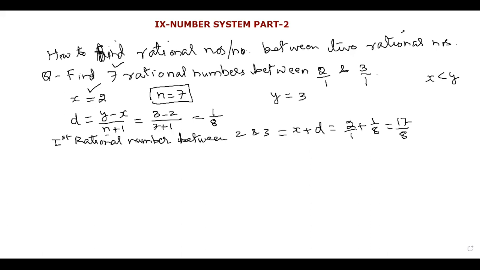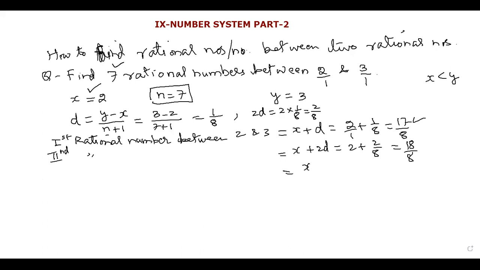Then as d is 1 by 8, what will be the value of 2d? 2 into 1 by 8 means 2 by 8. Do not cancel it, otherwise it will be a problem. The second rational number between 2 and 3 will be x plus 2d, which means 2 plus 2 by 8. So 8 twos are 16, plus 2, 18. It will always come 18 by 8. If the previous number is 17, the next will be 18.